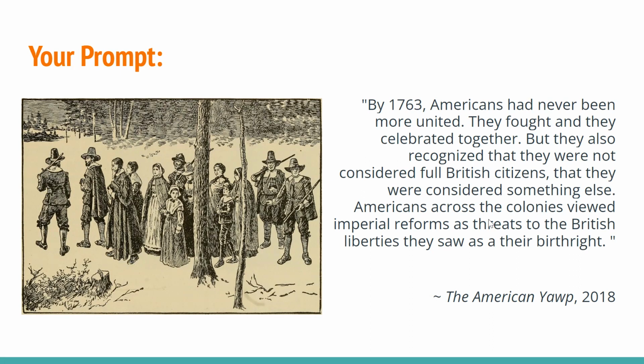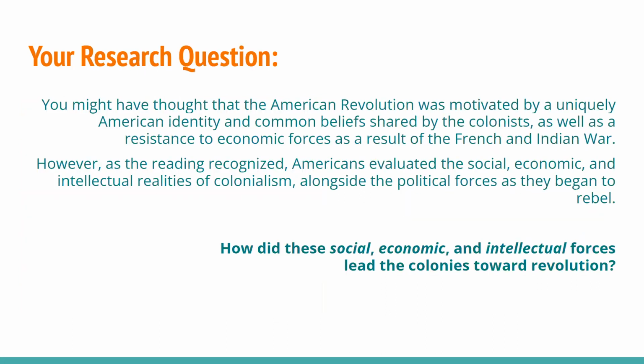Americans across the colonies, in fact, viewed any time there was an imperial reform as a threat to the British liberties that they saw as their birthright. These were people who believed themselves to be British civilians or citizens acting on behalf of the crown by colonizing America. So here's our research question. Basically, the question is, how did we get to revolution?